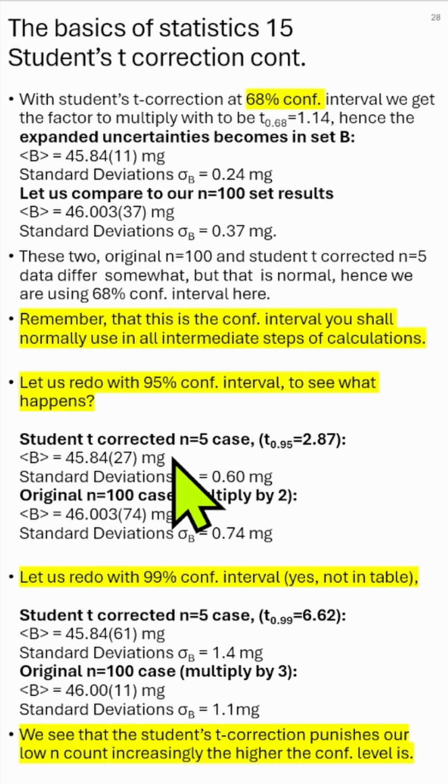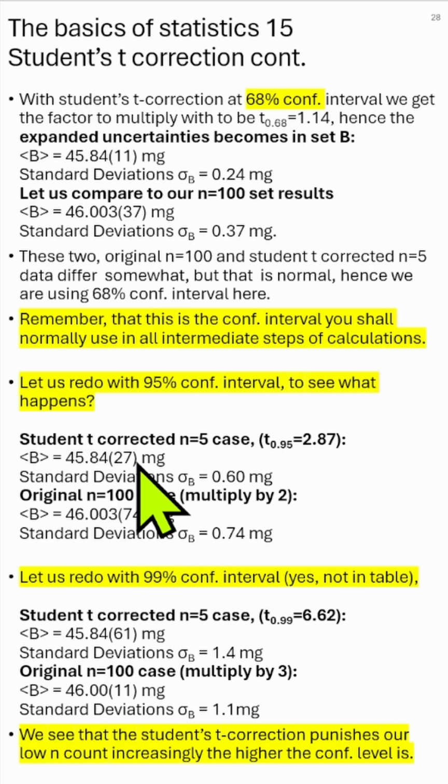Right? So now the standard error in the 5 coin set becomes 0.27 milligram. And in the original N equals 100 case, then you remember perhaps to get the 95% confidence interval, we do the 2 sigma thing. That means we multiply the standard error by 2. Then we get 0.74 milligram.